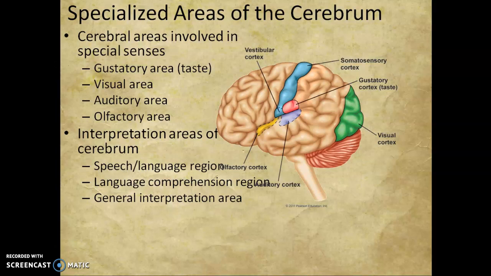Now, the interpretation areas of the cerebrum would include the speech and language regions, so we're going to look at Broca's area and the other language area. Our comprehension for language is actually going to be right in front of Broca's area, right at the beginning of the frontal lobe. And we're going to look at some other general interpretation areas on the diagram on the next slide.